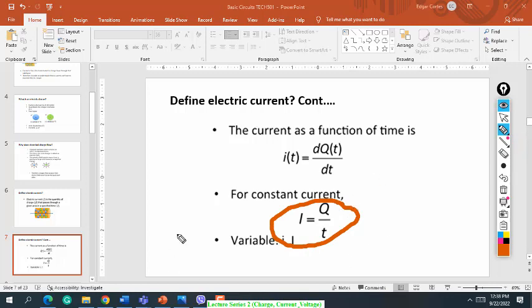When you are analyzing complex current, we can use this definition. This is the differential equation, dq over dt, the derivative of charge all over dt. The dt basically is the difference of time. So we will focus on this one.